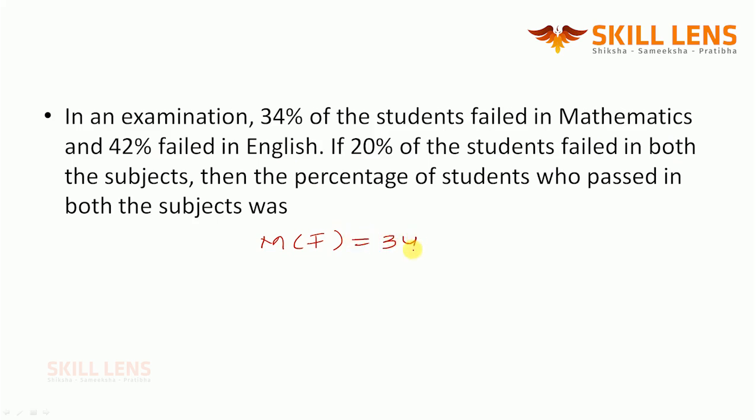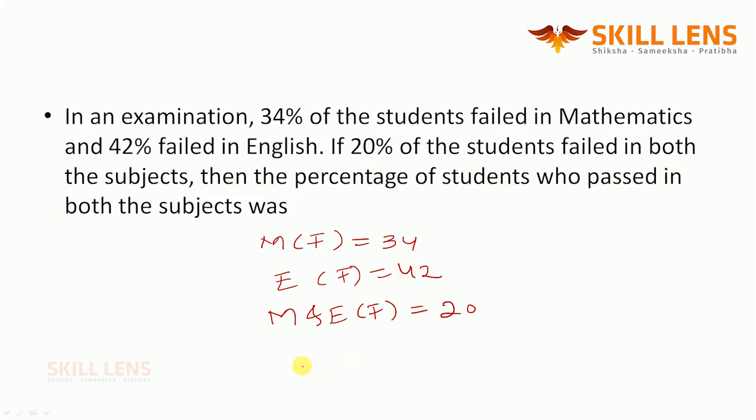34. English failed candidates are how much? 42. Both maths and English failed candidates are what here? Here it is 20%. But look at the question: the percentage of students who passed both subjects.